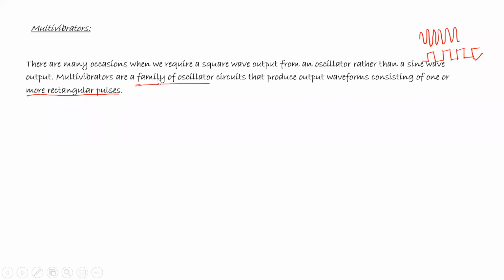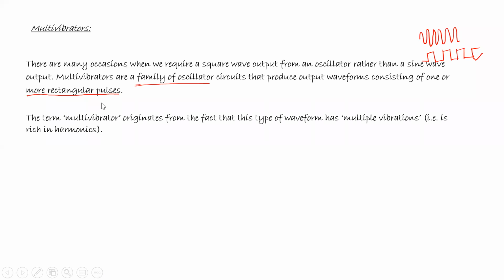Now, why are they referred to as multivibrators? The term multivibrator originates from the fact that this type of waveform has multiple vibrations. See, this is one vibration, goes to maximum, comes to minimum. Again, it stays there at minimum for some time and again goes to maximum. After going to maximum, again it stays there. So there are multiple such things happening. That's why it is called a multivibrator, derived from the words multiple vibrations.